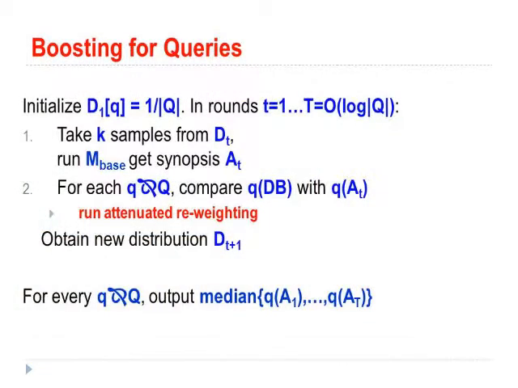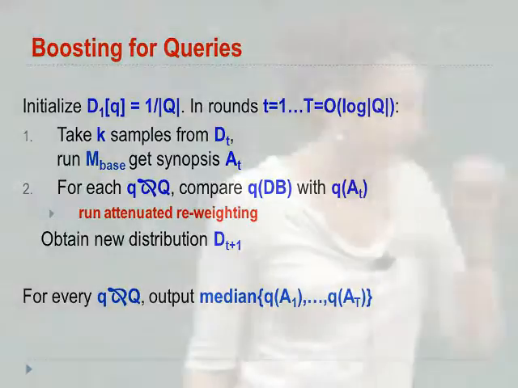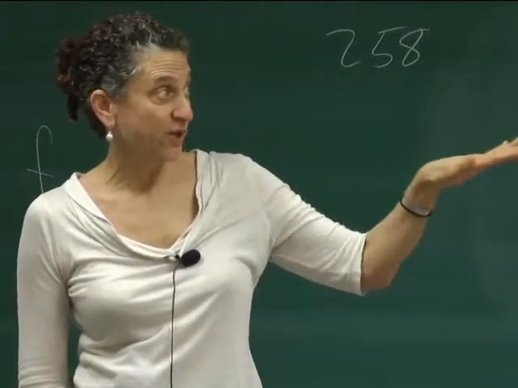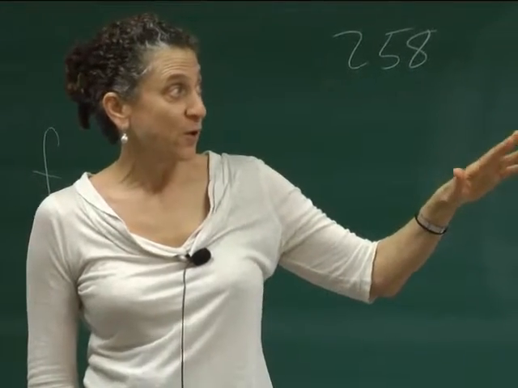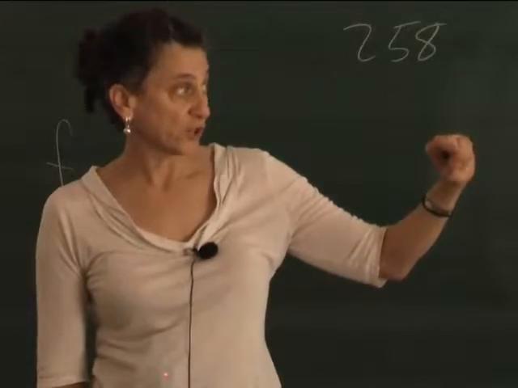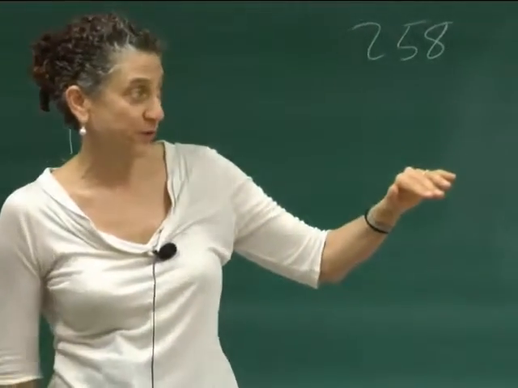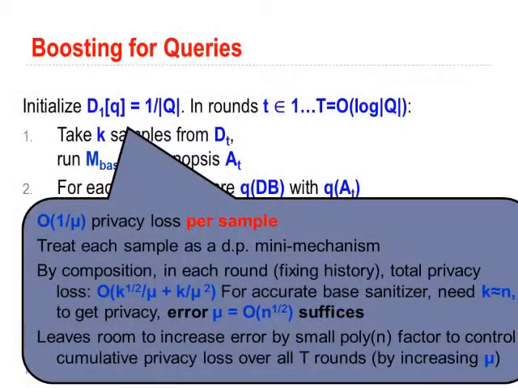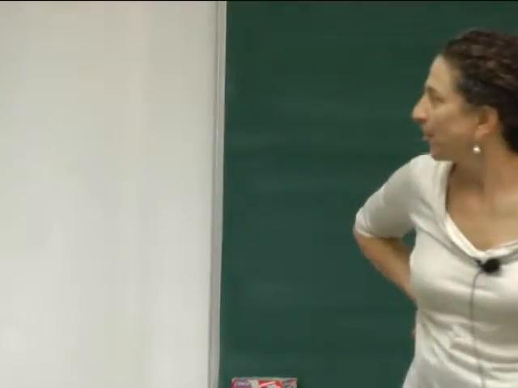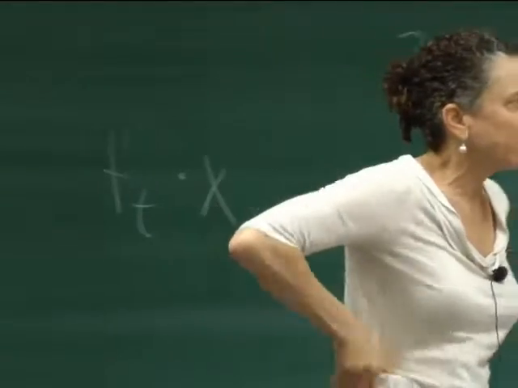So remember, this is the form of our algorithm. In each round, we're taking K samples. We're going to run the base generator to get a synopsis. For every Q, we're going to run the attenuated reweighting, which I just described, and that'll give us a new distribution. And our output is the median. So let's think about what the privacy loss is per sample.